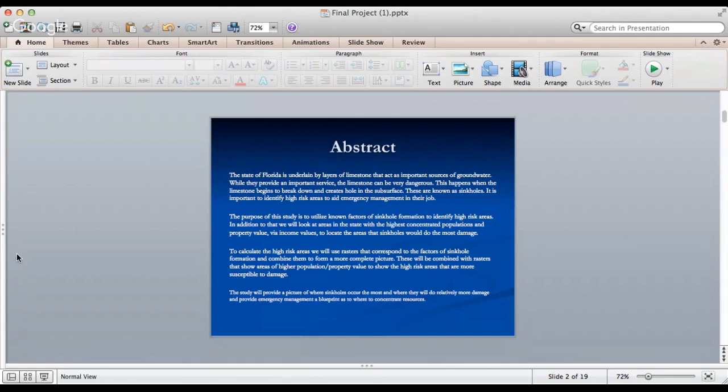The study will revolve around rasters that correspond to sinkhole formation and rasters that correspond to high population areas and high property values. Manipulating and combining these rasters will give us a picture of where sinkholes occur the most and where they do relatively more damage, to provide emergency management with the blueprint as to where to concentrate resources.